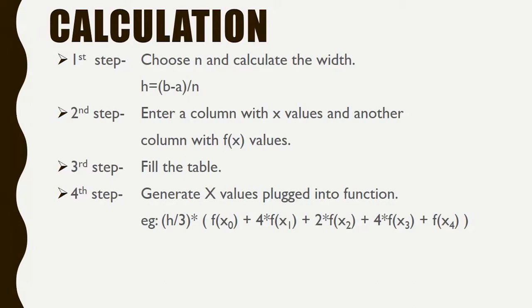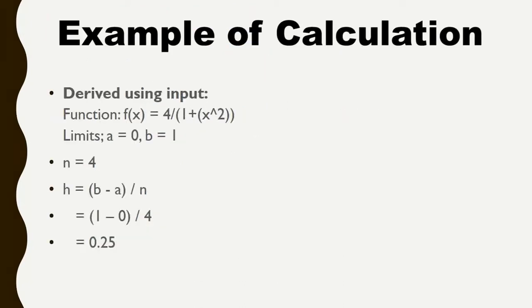For example, h over 3 times fx0 plus 4fx1 plus 2fx2 plus 4fx3 plus fx4. As you can see, the pattern is 1, 4, 2, 4, 1. This is an example of calculation.